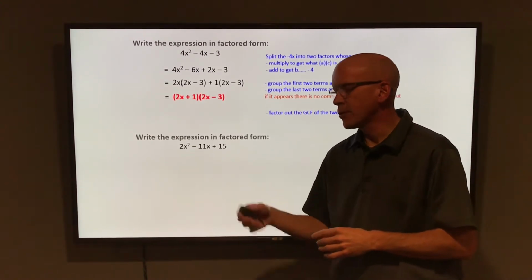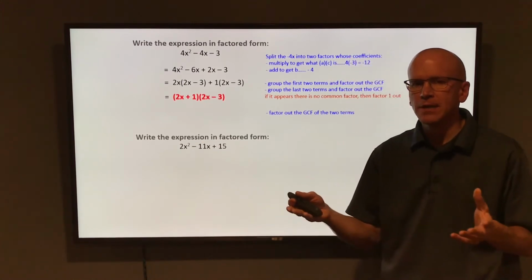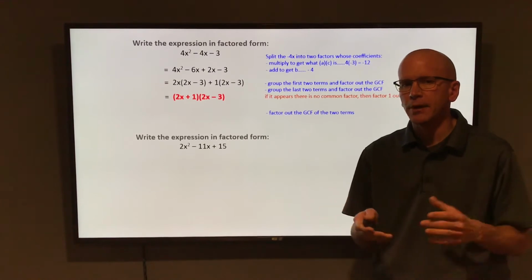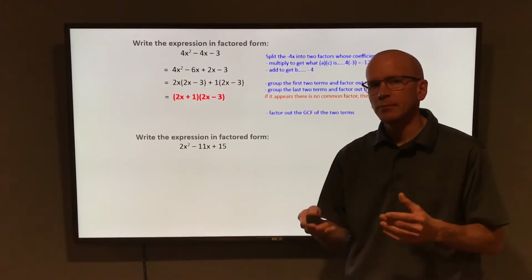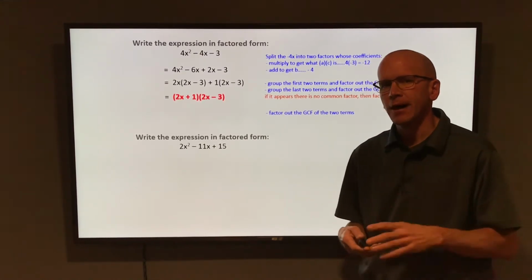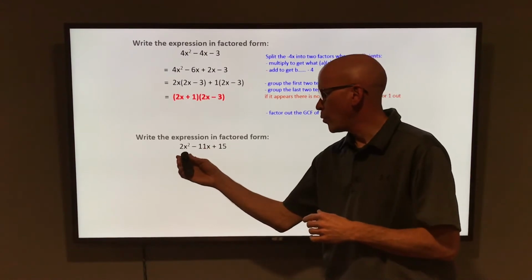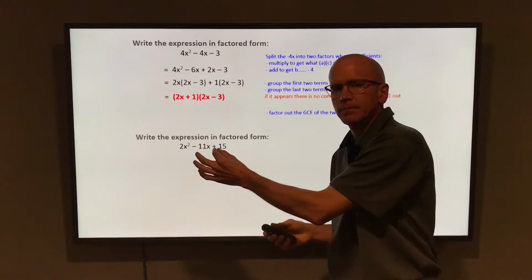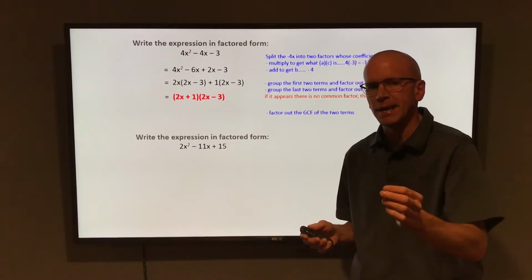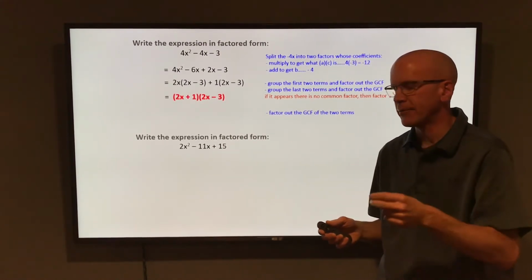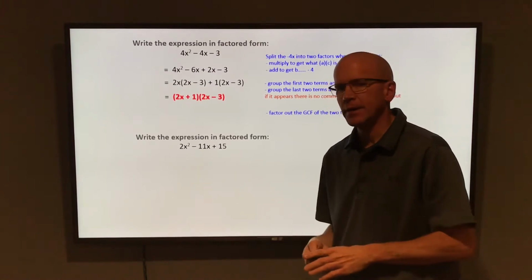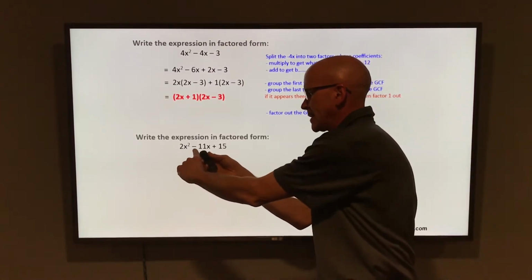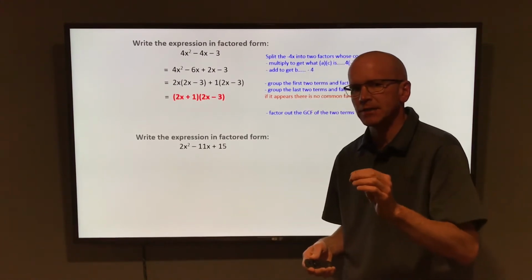So factors of 30 will be 30 and 1, 15 and 2, 6 and 5, 10 and 3. Which of those can you pair together? When you add them, you get an 11. It'd be the 6 and the 5. Now, when you add those together, you're going to get a negative 11. So that tells you that they'll both be negative. So negative 6 and negative 5 is what you'll split that into as far as the coefficients. So again, multiply to get 30, add to get negative 11. Those two numbers are negative 6 and negative 5.